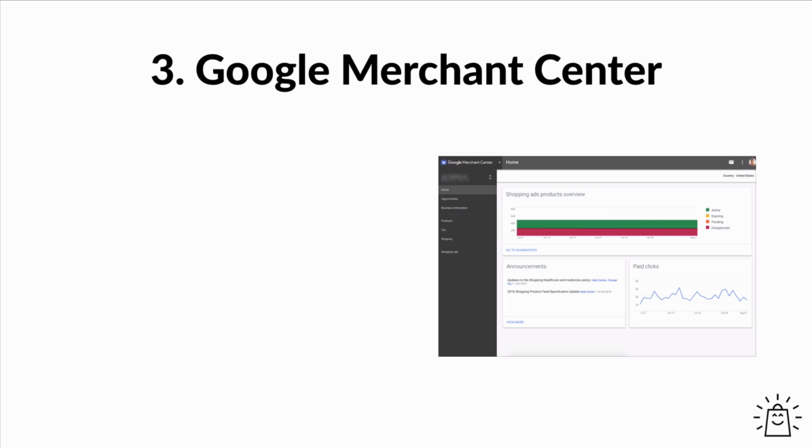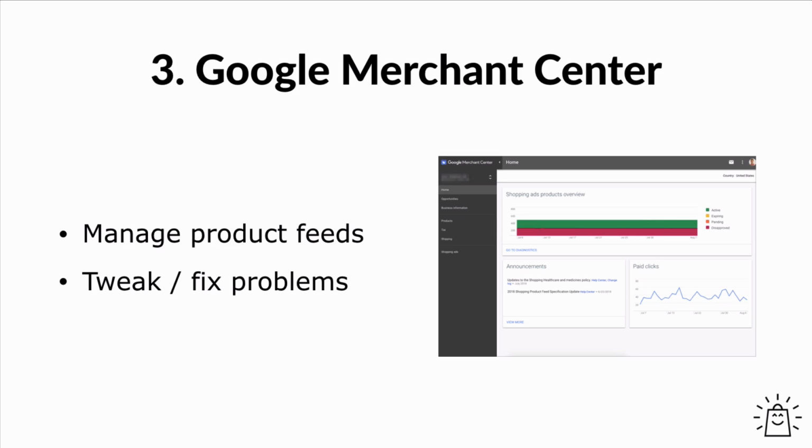Third is Google Merchant Center. So here's where you'll manage your product feeds. So one feed or multiple feeds, we'll look at that later. And you'll be able to see the health of your product feed, which means, are your products approved or are they disapproved? So that means that you also use this tool to fix problems or make tweaks to your feed.